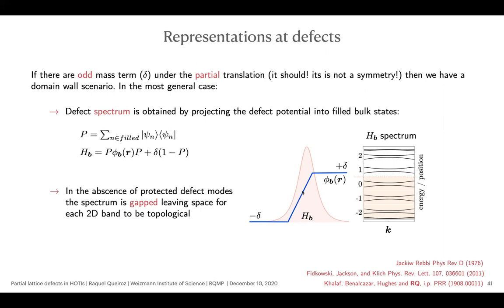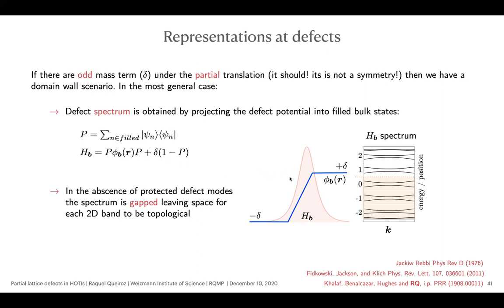And in the middle, we can think about it being linear, just to simplify the calculation. The Hamiltonian, which describes the bound states that would be bound to this type of potential, is actually given by the projector into the field states times this potential times the projector of these field states again.